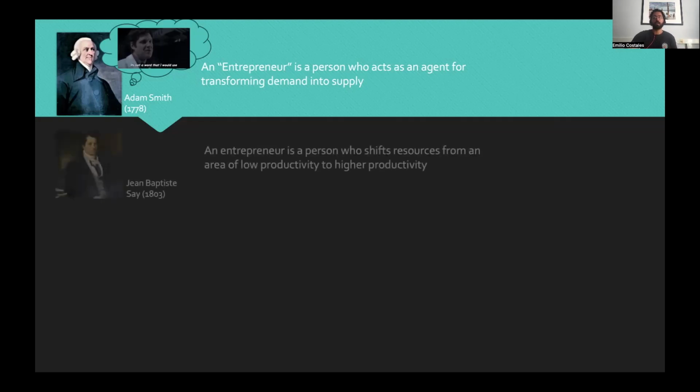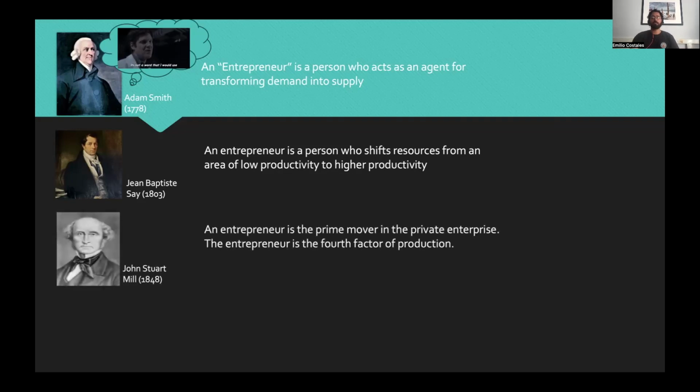So they find a way to meet a demand for X, and in filling this demand, they themselves make a profit. Then in 1803, the French economist Jean-Baptiste Say, to whom the word entrepreneur is actually credited, suggested that the entrepreneur is one who moves resources from an area of lower yield to an area of higher yield. In other words, they shift from lower productivity to higher productivity. From this perspective, entrepreneurs are those who utilize what they have in a more efficient way to create a product or a service, and as a consequence, make profits.